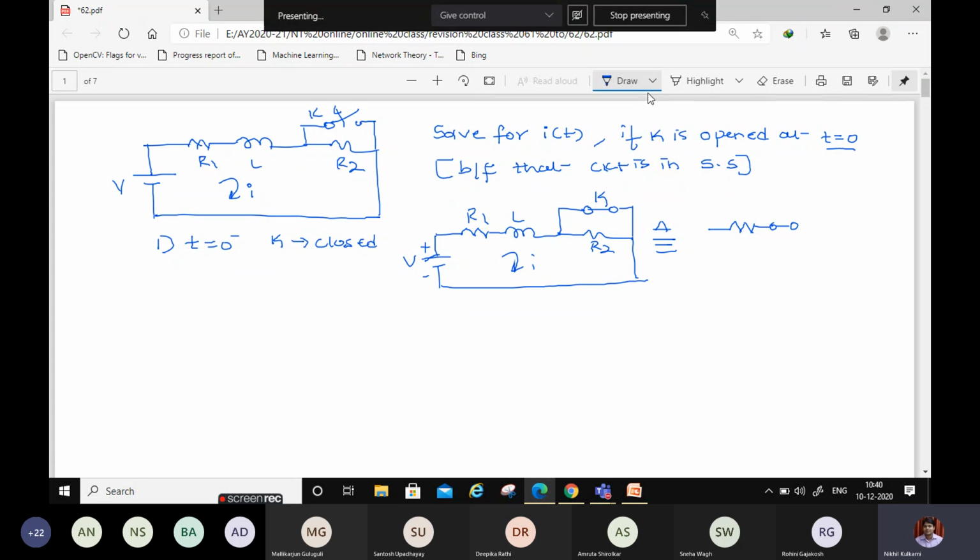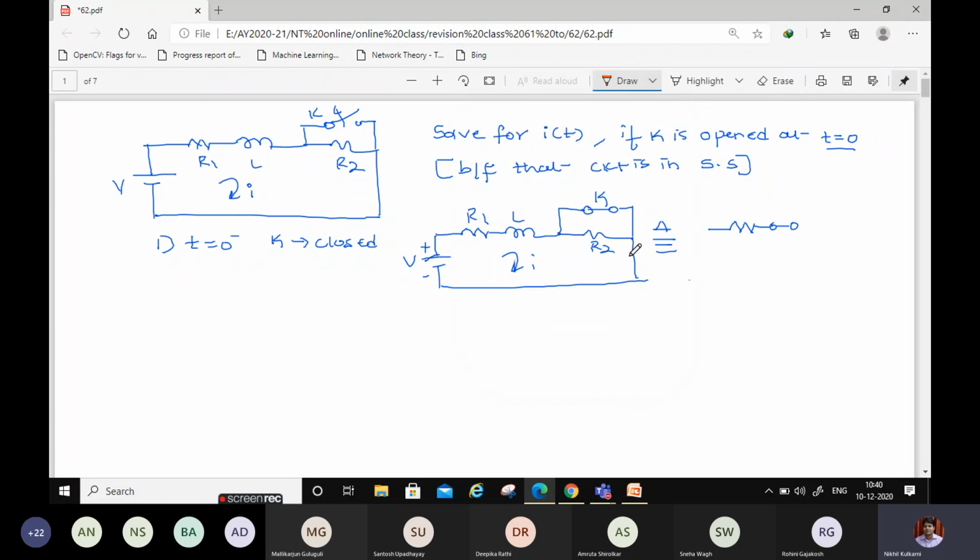Then if you consider this particular point, this current will be coming here, and here we have the least resistance path compared to this point. So current will tend to flow like this, right? After this, what we get is this circuit. So R2 can be neglected for that moment when K is closed at t equal to 0 minus.